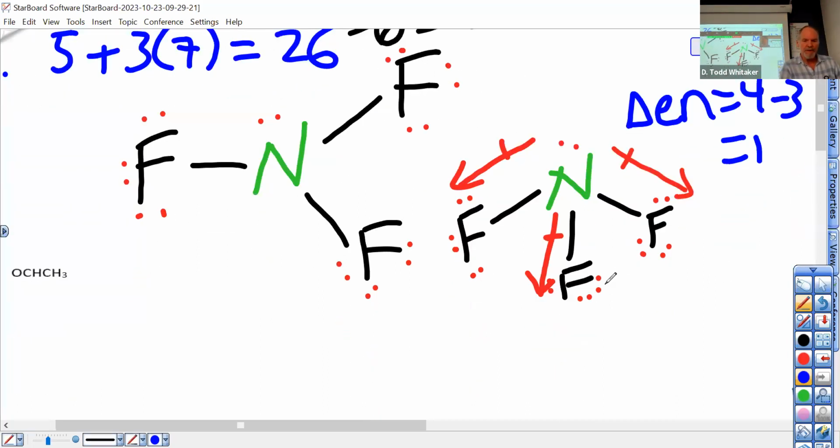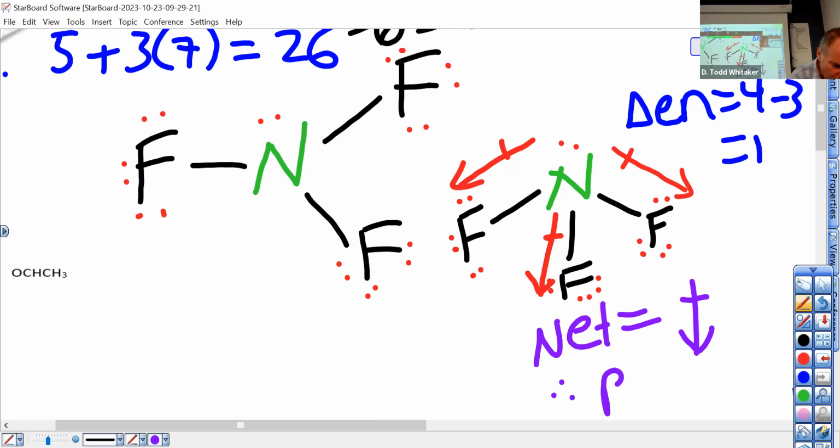Well, yeah, good. She surmised logically that since all my red arrows are now down, there's nothing pointing up. There's no way their up is getting canceled. Your net is down. And therefore it's polar. Net equals down. Therefore polar. But I don't even think I asked, is it polar or not?